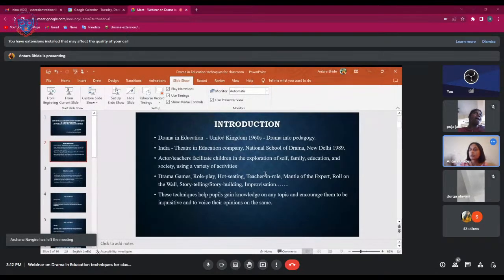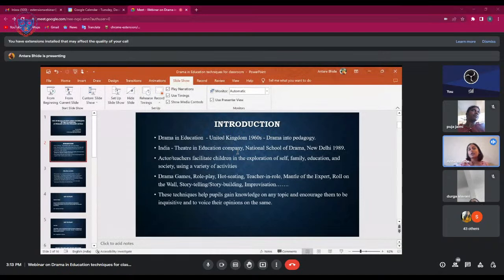Basically, explore education with drama. So it's integration of drama into pedagogy, and it started in the United Kingdom in the 1960s when a group of actor teachers at a theatre in Coventry started integrating drama into pedagogy through children's workshops, and then they developed this pedagogy. During that time, a lot of new educational styles were coming up, so this was also one of them.